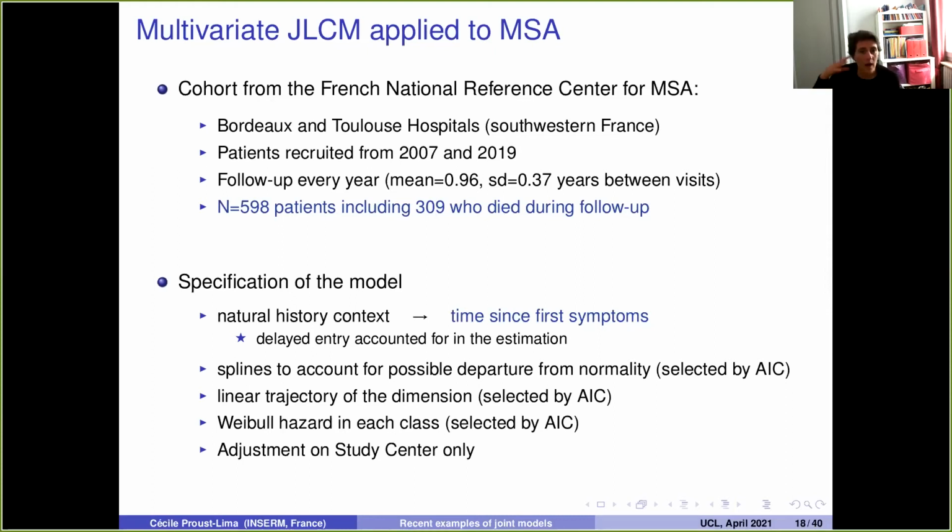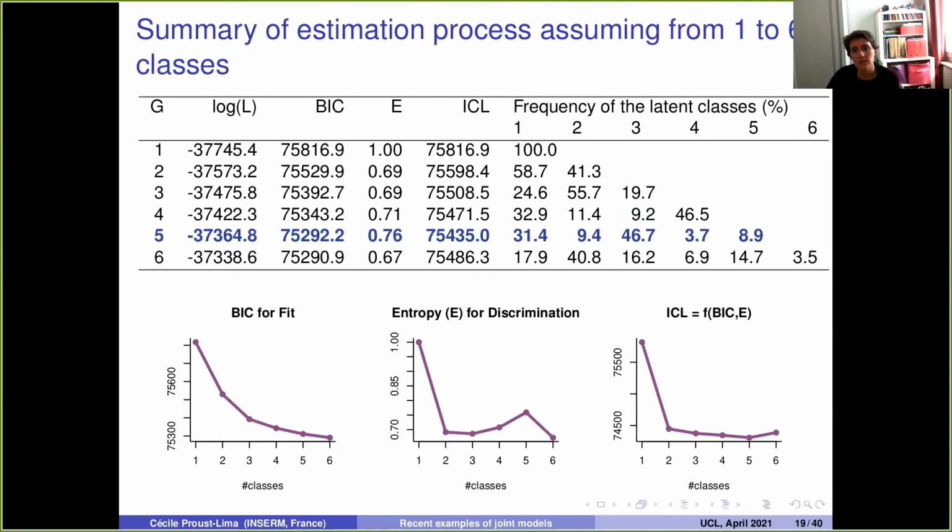I will not describe specifically how I define this. It is a parametric model, so you have to define the type, the shape of trajectory, etc. We did that in a preliminary analysis. I just wanted to show you the type of results we had from that.